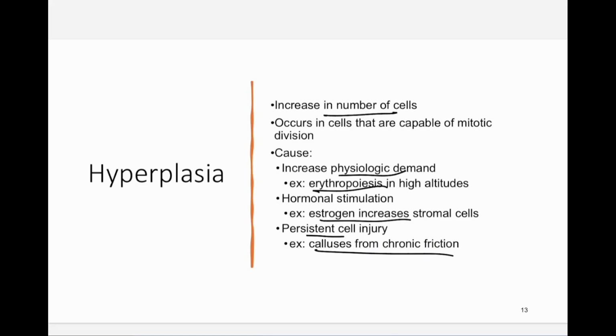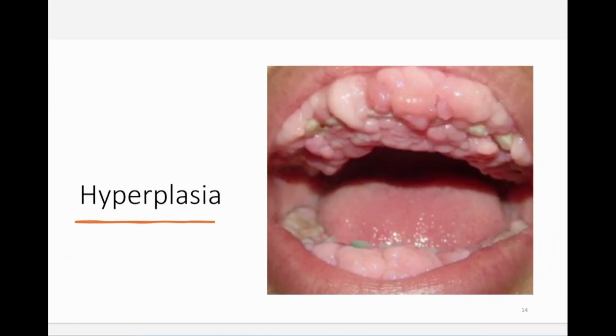Okay, calluses from chronic friction. People who work with their hands, weightlifters, they have calluses all over their hands because of the repeated friction on the bar. If you wear a new pair of shoes that you're not used to, and the back of your ankle gets rubbed in a different spot, it causes chronic irritation, it'll cause a blister to form. And eventually, if it keeps irritating the same spot over and over and over, you get a callus formation. So that callus is a hyperplasia. This is gingival hyperplasia. Okay, so certain drugs can cause this.